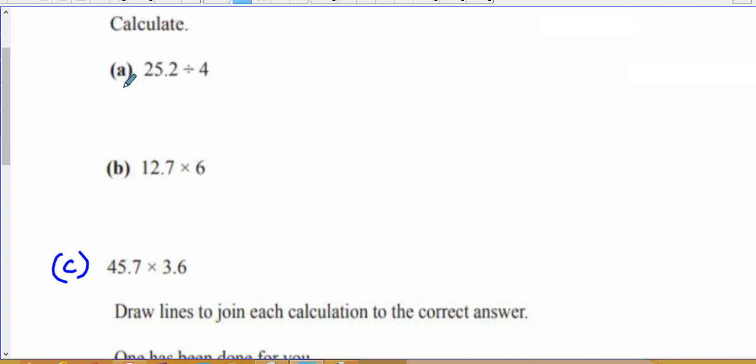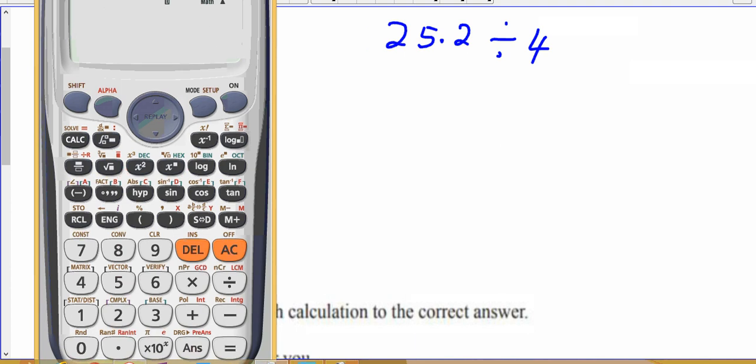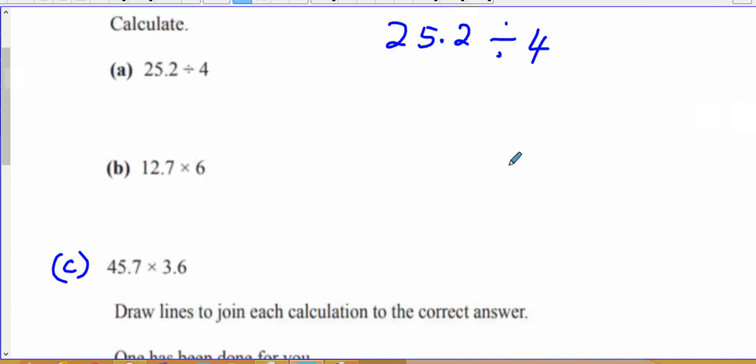So let me start with part A. What is 25.2 divided by 4? Let me start using a calculator. You have 25.2 divided by 4. What is the answer? The answer is 6.3. Cool, yeah? This is using a calculator. What if you do it mentally?